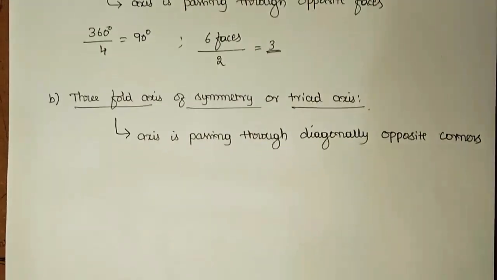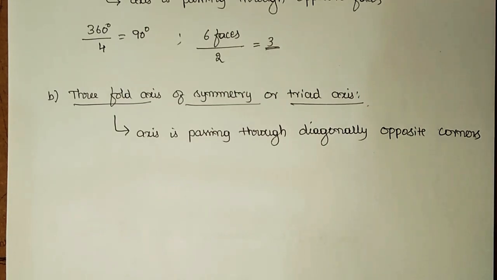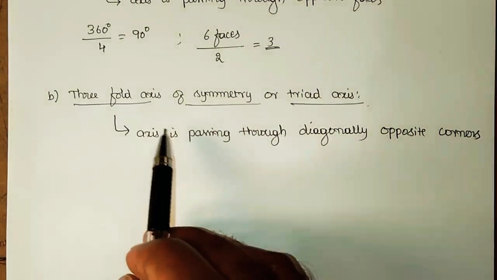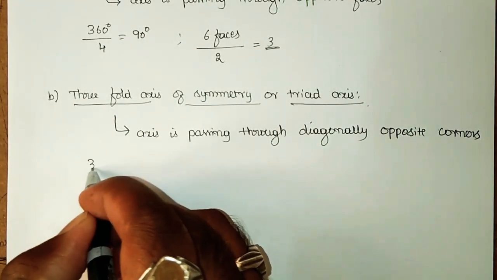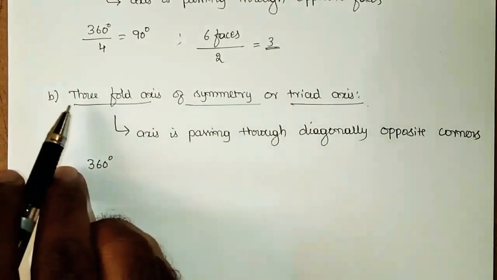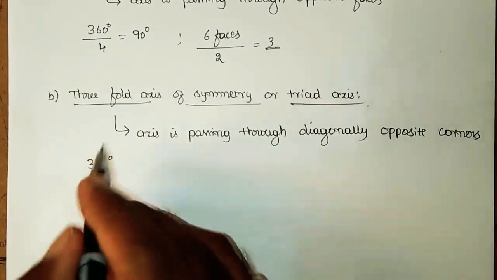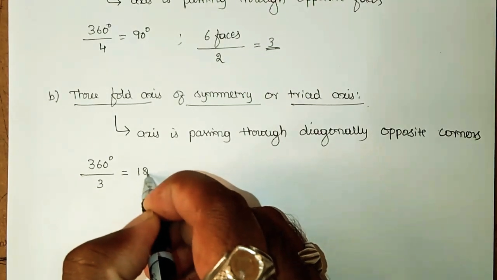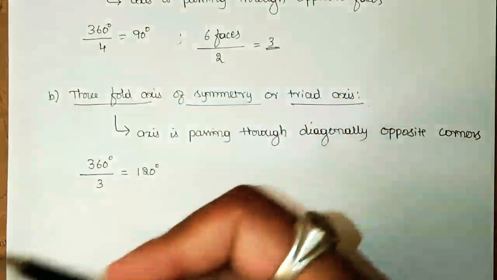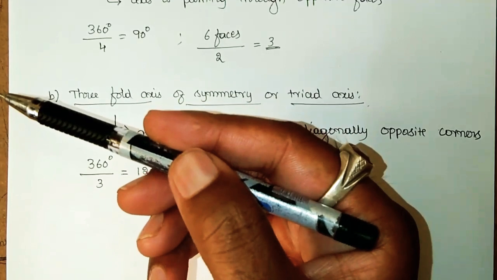Now we shall see to what angle we have to rotate the crystal in order to say it is a threefold axis. The complete revolution is 360 degree. How many times are we giving the rotations? 3 times. So 360 degree divided by 3 gives 120 degree. So each time we have to rotate the crystal by 120 degree.